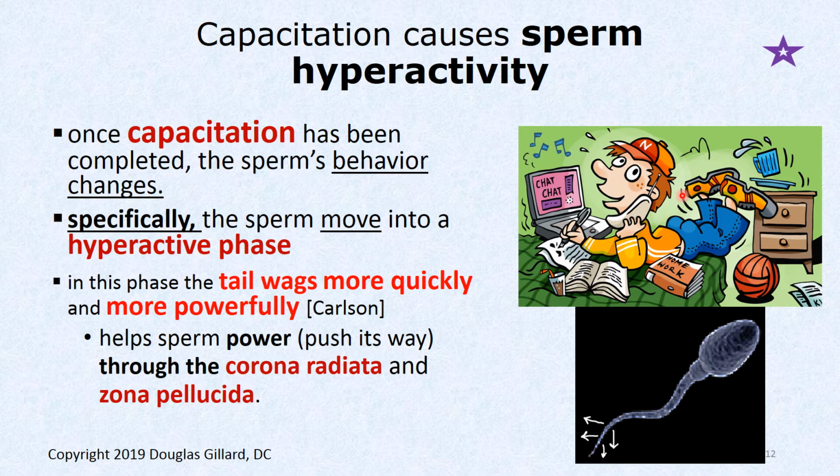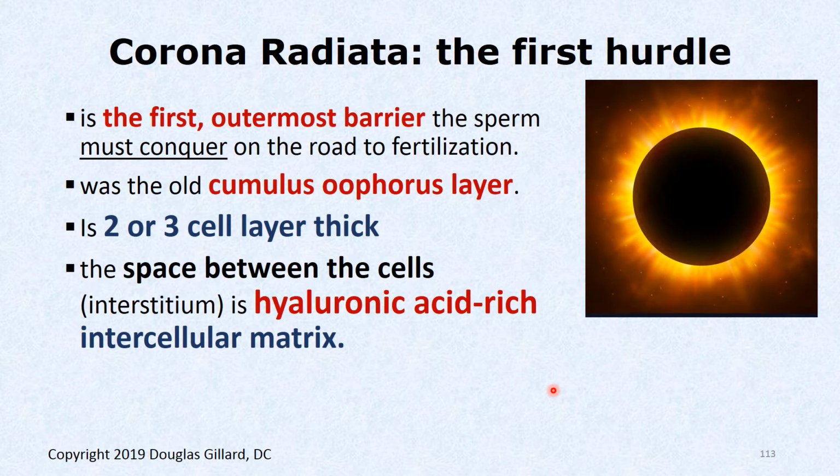Anyway, I'm digressing. So capacitated sperm has a hyperactive phase, and among the most important features is that the tail beats very strongly. So it's got like an extra drive. If it does find the oocyte, it needs that extra power to start getting through these hurdles. The first hurdle that needs to be overcome, of course, is the corona radiata. That's the outermost barrier. Remember we talked about how this developed? It developed from cumulus oophorus cells, and it's 2 or 3 layers thick usually.